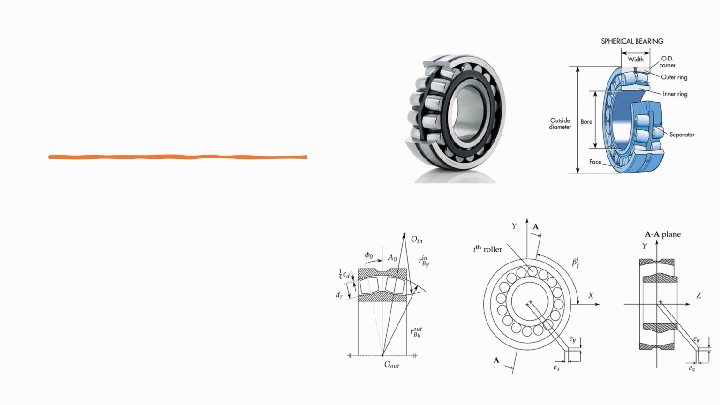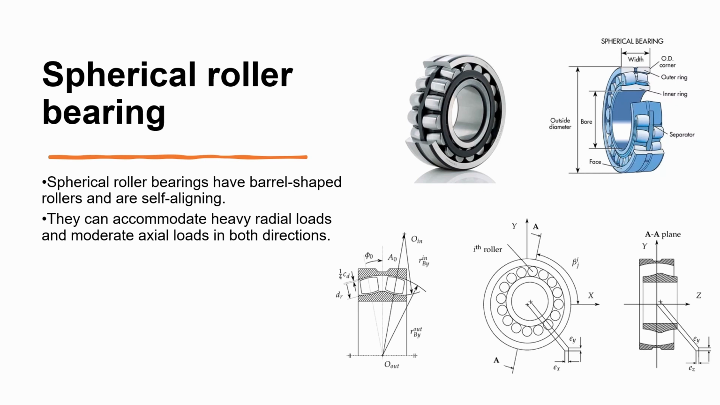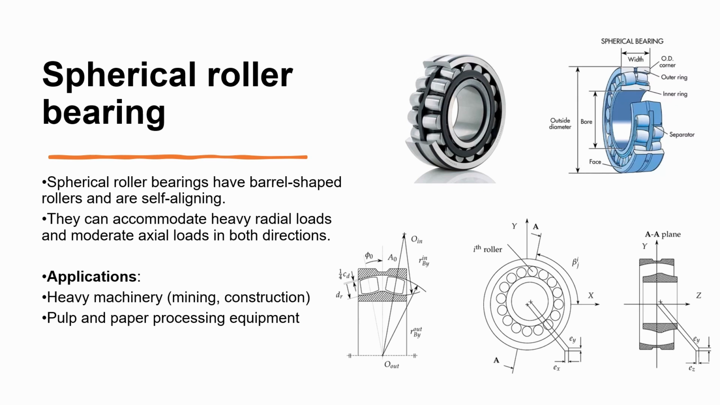Spherical roller bearings have barrel-shaped rollers and are self-aligning. They can accommodate heavy radial loads and moderate axial loads in both directions. Applications: heavy machinery, mining, construction, pulp and paper processing equipment, marine propulsion systems.